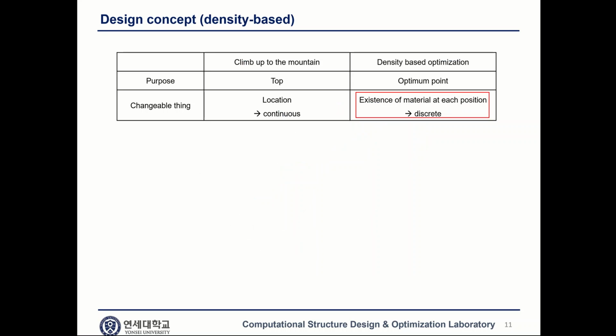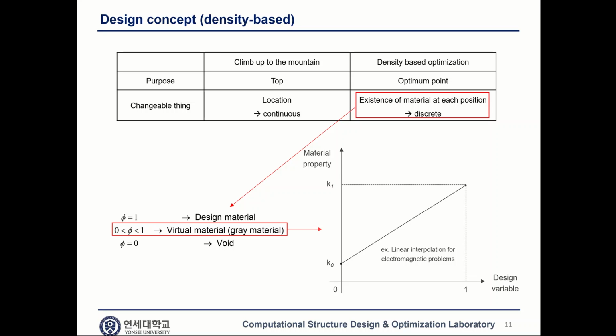In this case, the changeable thing is location. It corresponds to the existence of material at each position in structure optimization. However, unlike the case of location, it is discrete. Therefore, we employ the concept of density, which has a value of 1 for a material and 0 for a void. For continuity, virtual materials which do not exist in the real world are introduced. Therefore, the material property for them must be determined. For electromagnetic problems, it is usually linearly interpolated between the material and the void according to the density value.